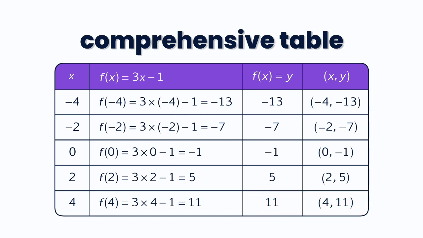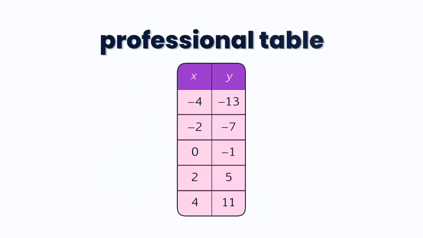Phew! Making a function table can seem like a lot of work. Luckily, it doesn't take too long once you get the hang of it. When you've become confident making function tables, you only need to list the x values and their corresponding y values. That means you only need to use 2 of the columns from the comprehensive function table. The first column with the x values, and the third column with the y values.